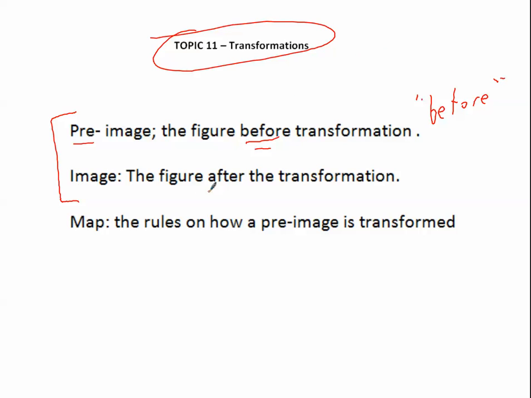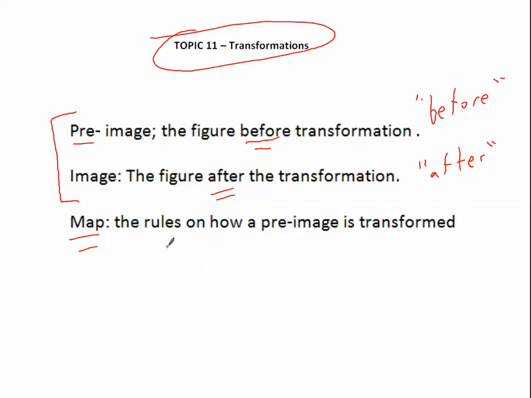The image is going to be your after. So if you ever hear something just talking about the image, something has already happened to it. If you see the pre-image, nothing has happened yet, but some sort of transformation is going to occur. And a map are the rules on how something is being transformed.